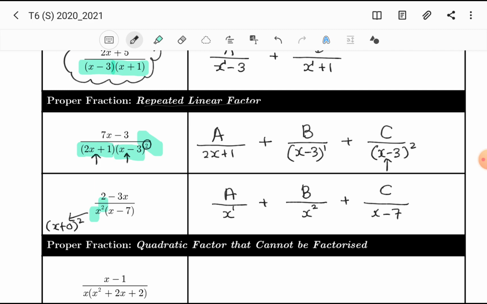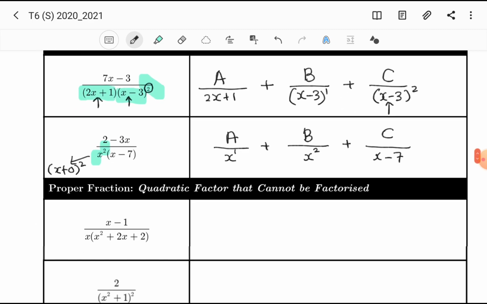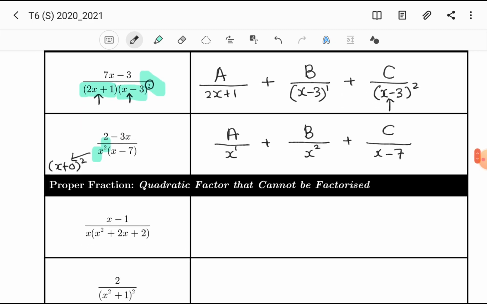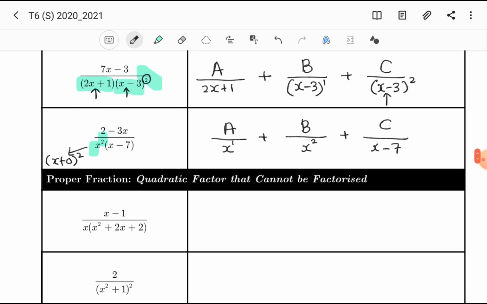Okay, so far okay, kelas? Hopefully okay lah. Yeah? Okay, and the last one, quadratic factor that cannot be factorized.